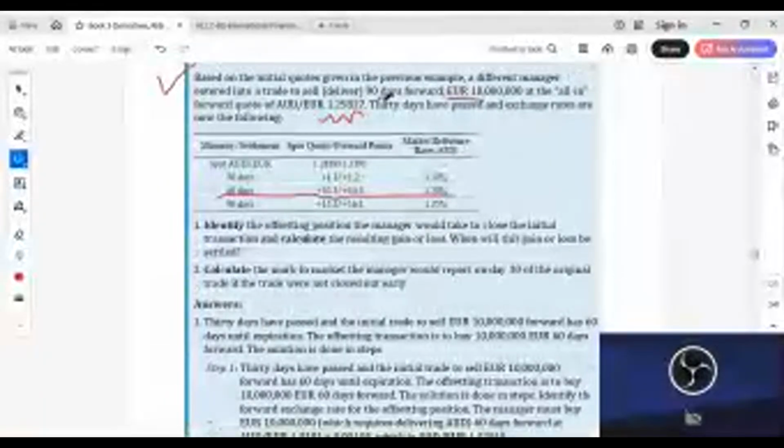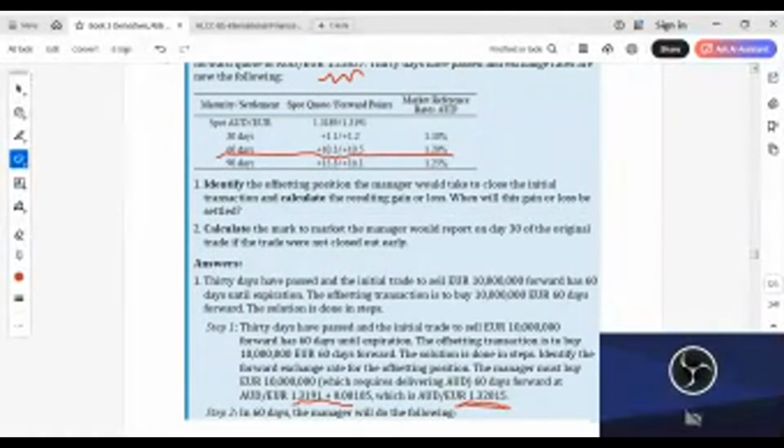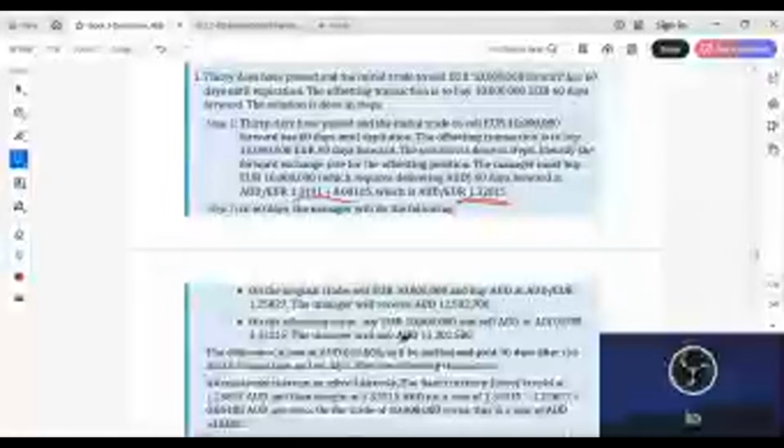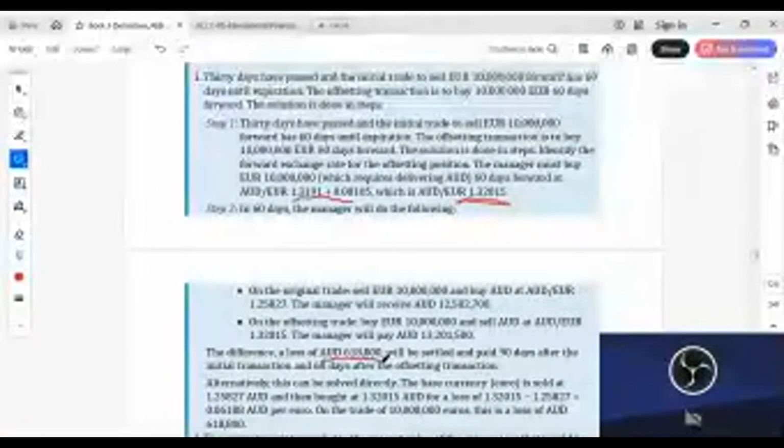Now you had sold at 1.25827 and the price has increased. So you are going to incur a loss, right? You are going to incur a loss. Then multiply the difference by 10 million. So this is the loss, 618,800 AUD. Make sure you are getting this number.